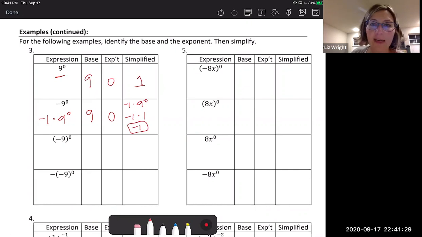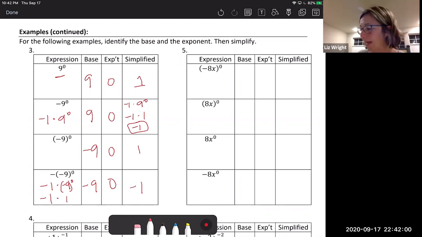Then when we've got that -9 and it's raised to the 0 power, our base, because we've got parentheses, is going to be -9 and our exponent 0. And we're taking that entire quantity, we're raising it to 0, which means our answer is going to be 1. Then for our next one, our base is going to be 9, our exponent is 0. And again, think about this being kind of like this, -9 to the 0. And so this would be like -1 times 1, which is ultimately going to give us -1 here.